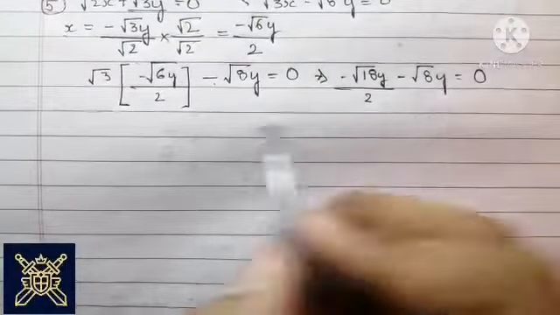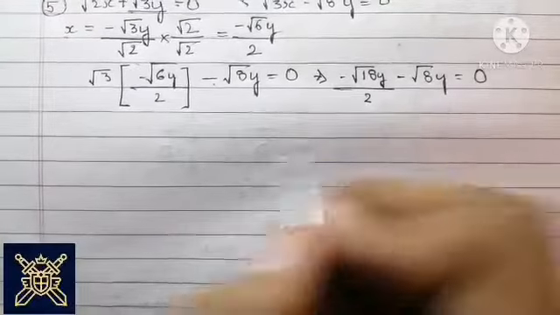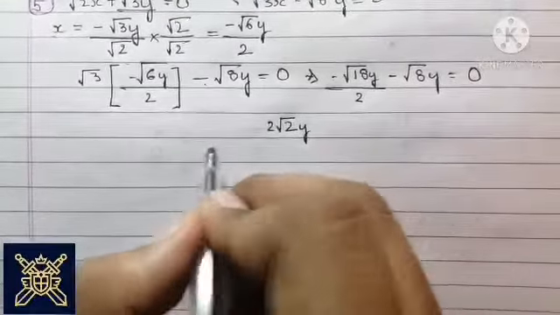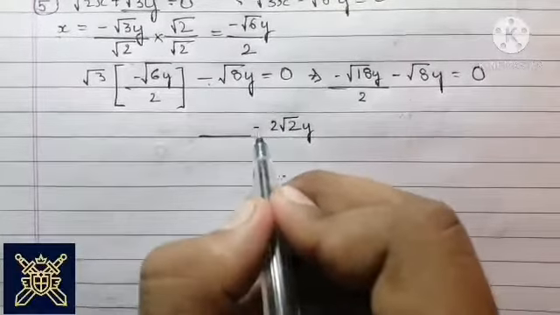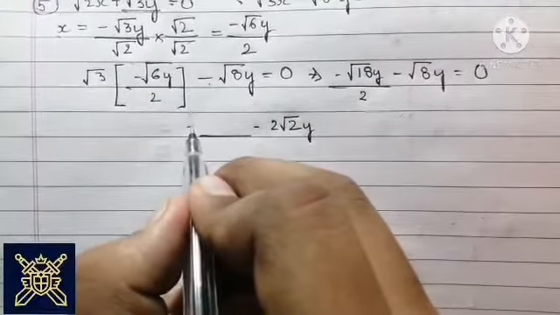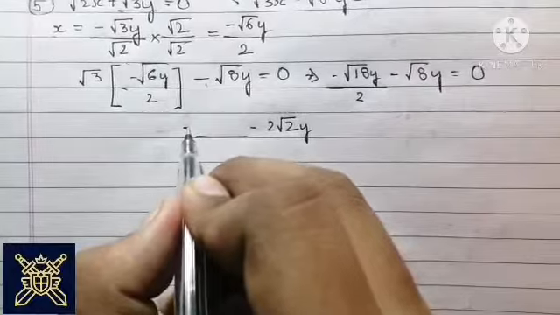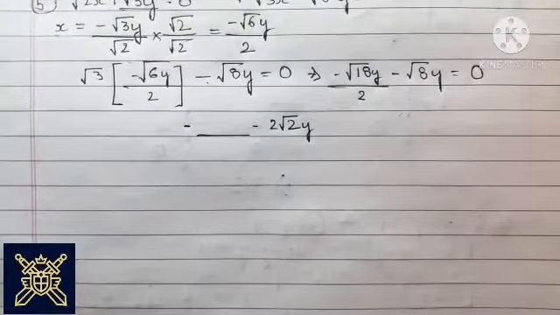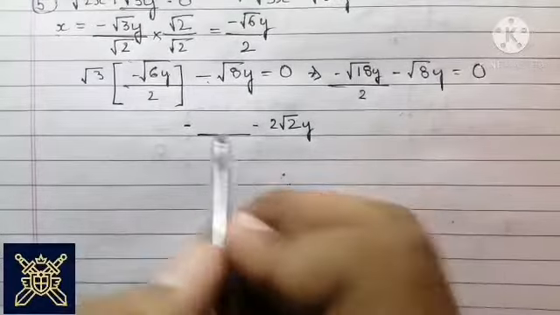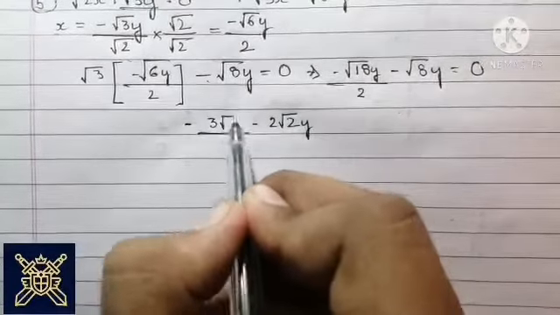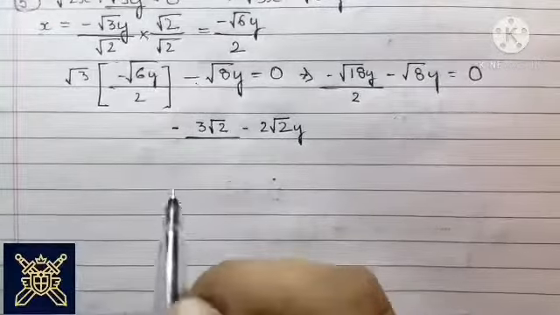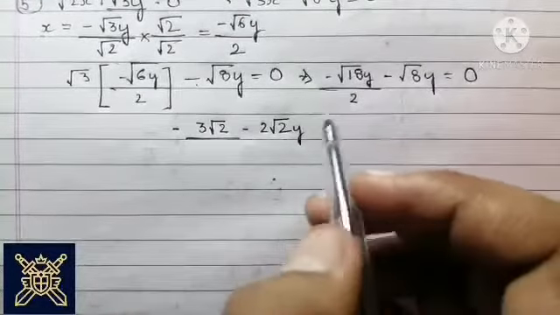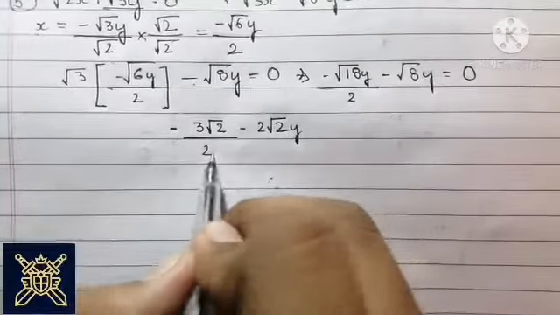Now we can write root 8 as 2 root 2 y, and this is in minus. Also the value that we get from here is that we have root 3 and root 6 together, so you can write root 18 as 3 root 2. So you have 3 root 2 minus 2 root 2, and this is upon 2.